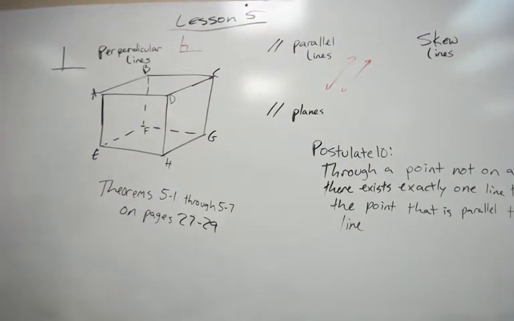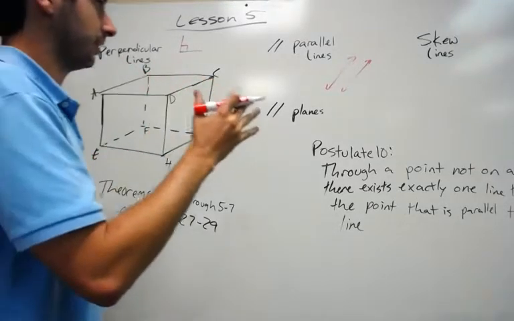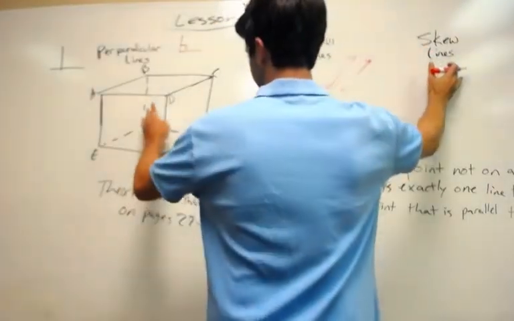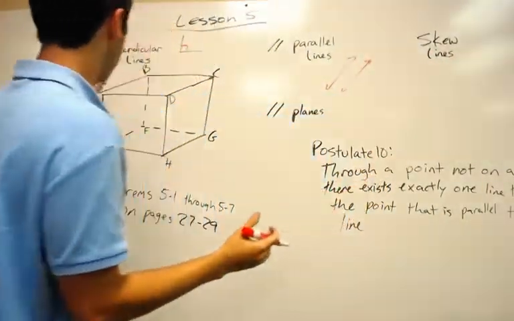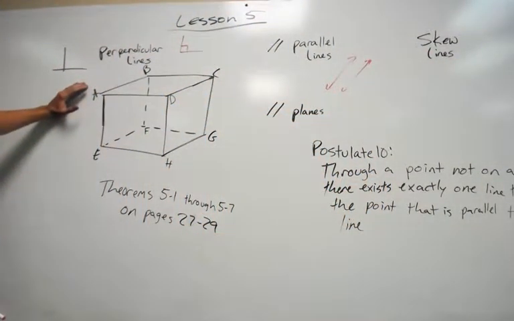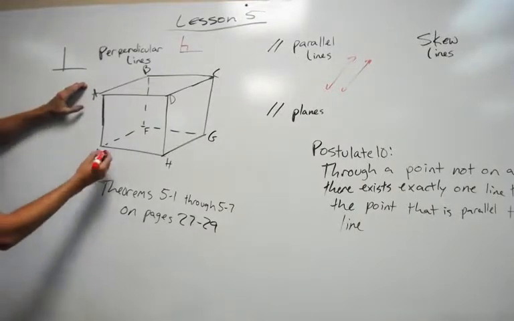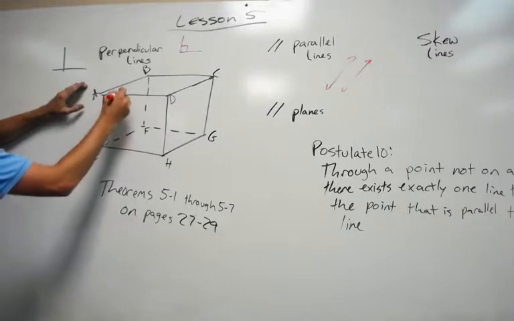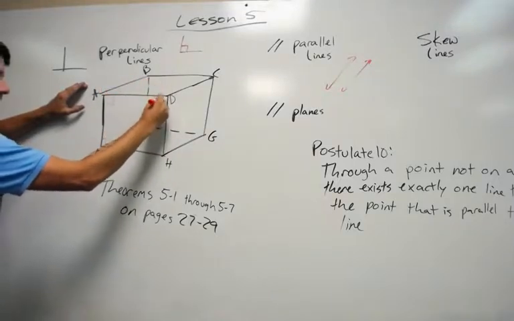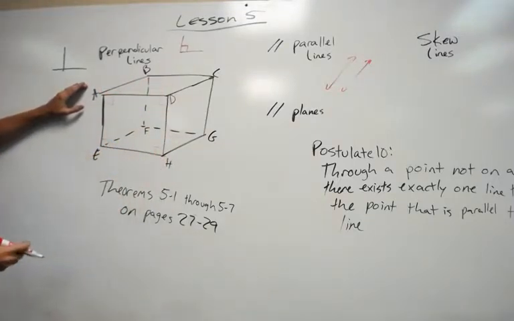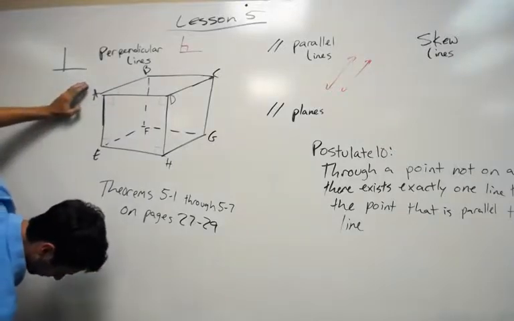Skew lines are lines that do not intersect, but are not in the same plane. Now this one, I'll just have to define it using this cube. Let's go ahead and identify a pair of perpendicular lines. Well, this is a cube, so all angles are right angles everywhere you look, because I drew a perfect cube.